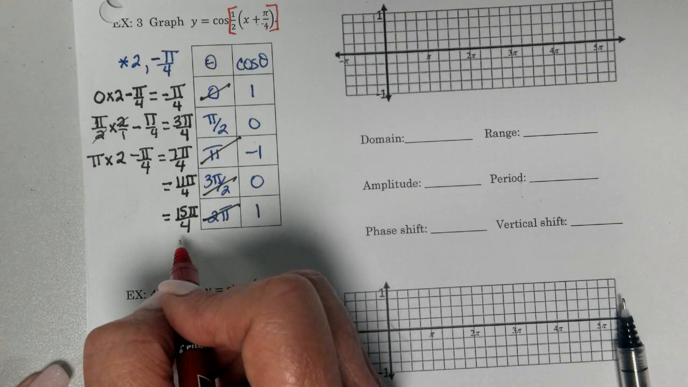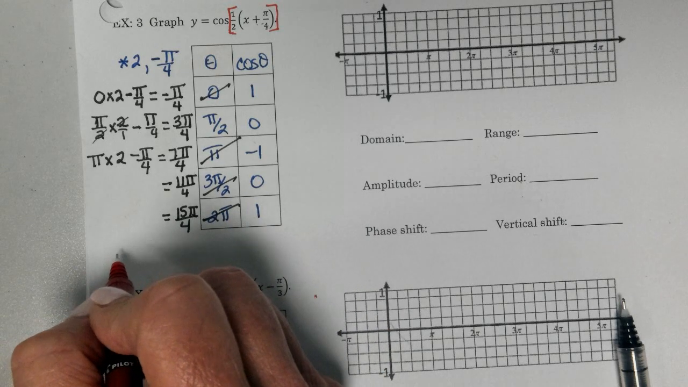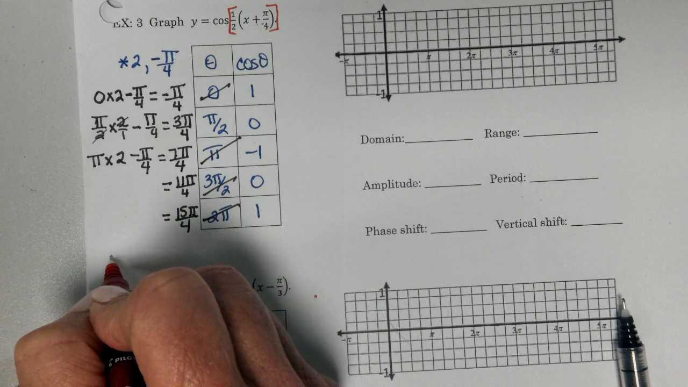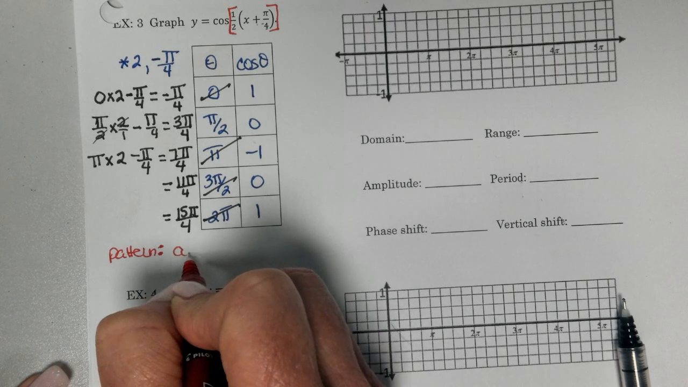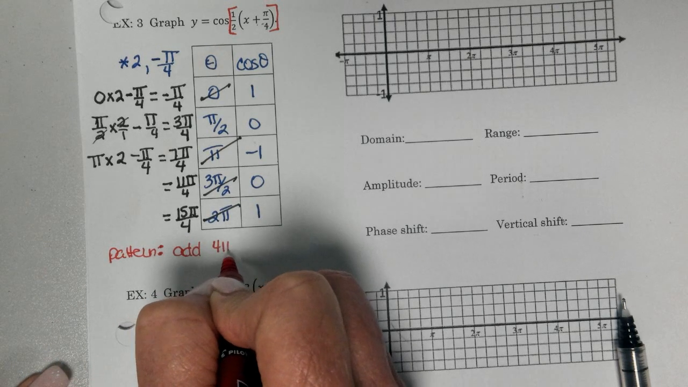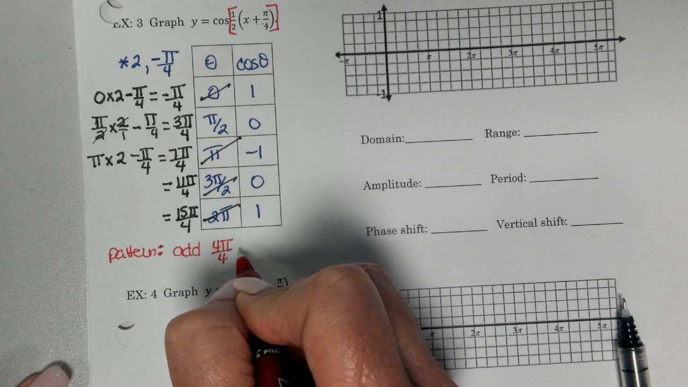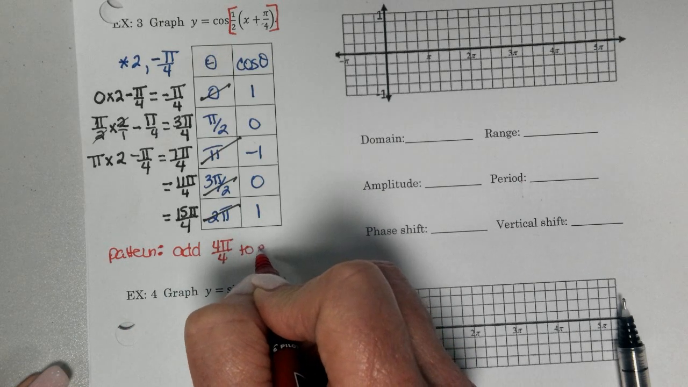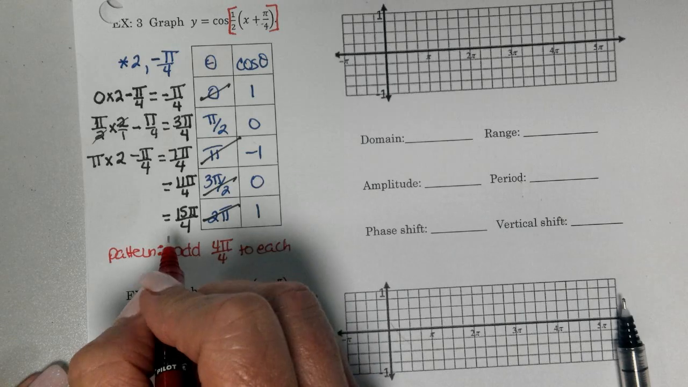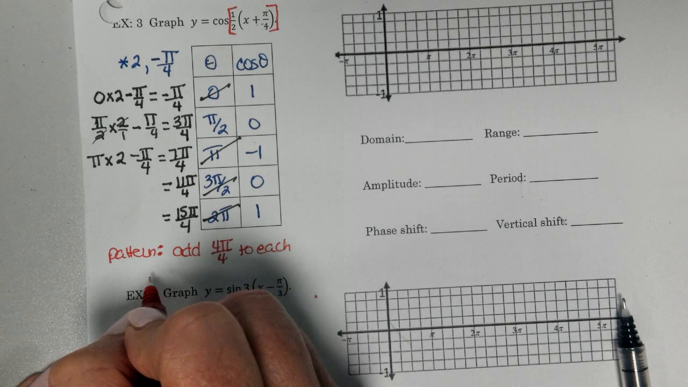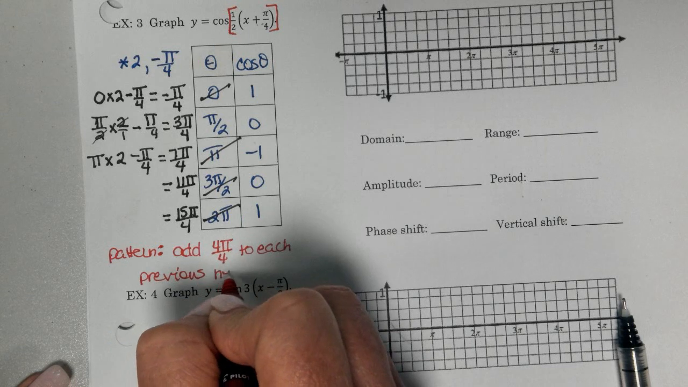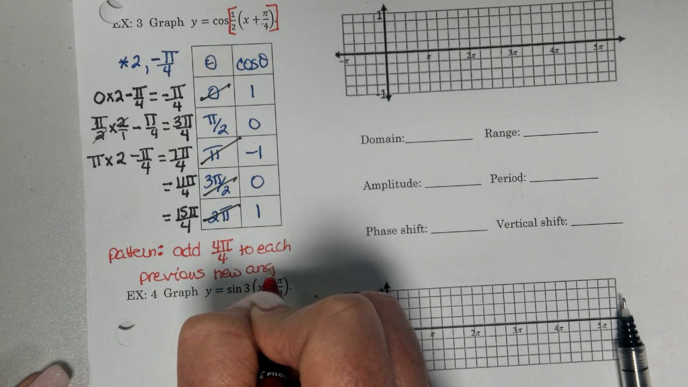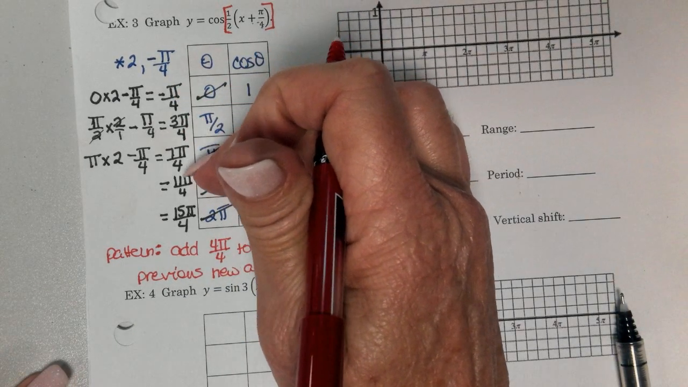So now then, I want you to make a note down here. The pattern: add 4 pi over 4 to each previous new angle. So we're just increasing by 4 pi over 4.